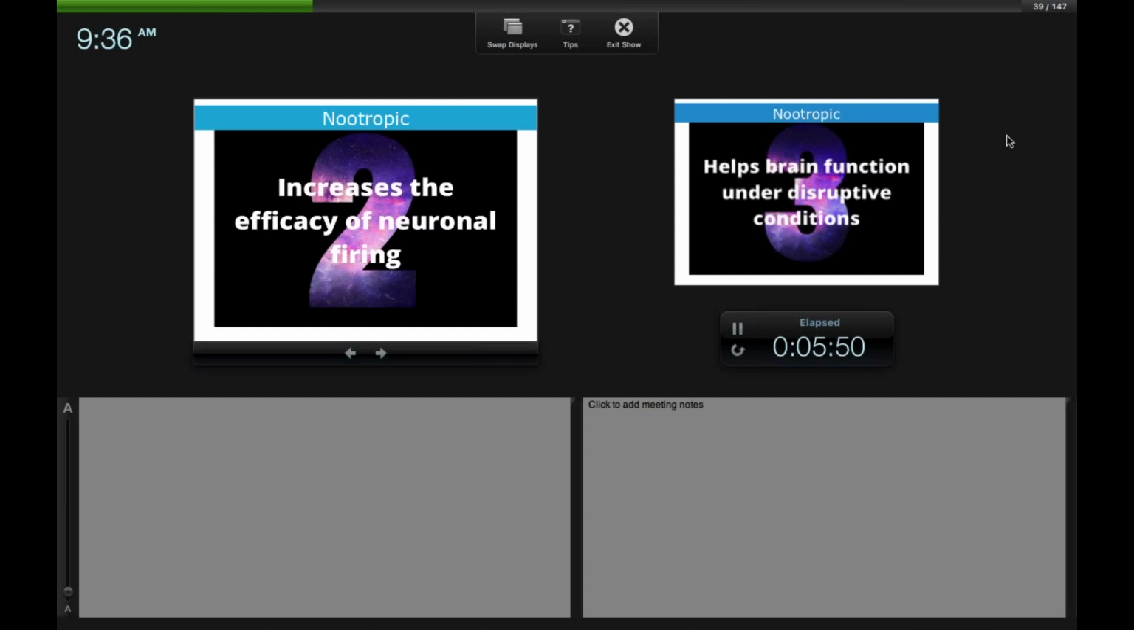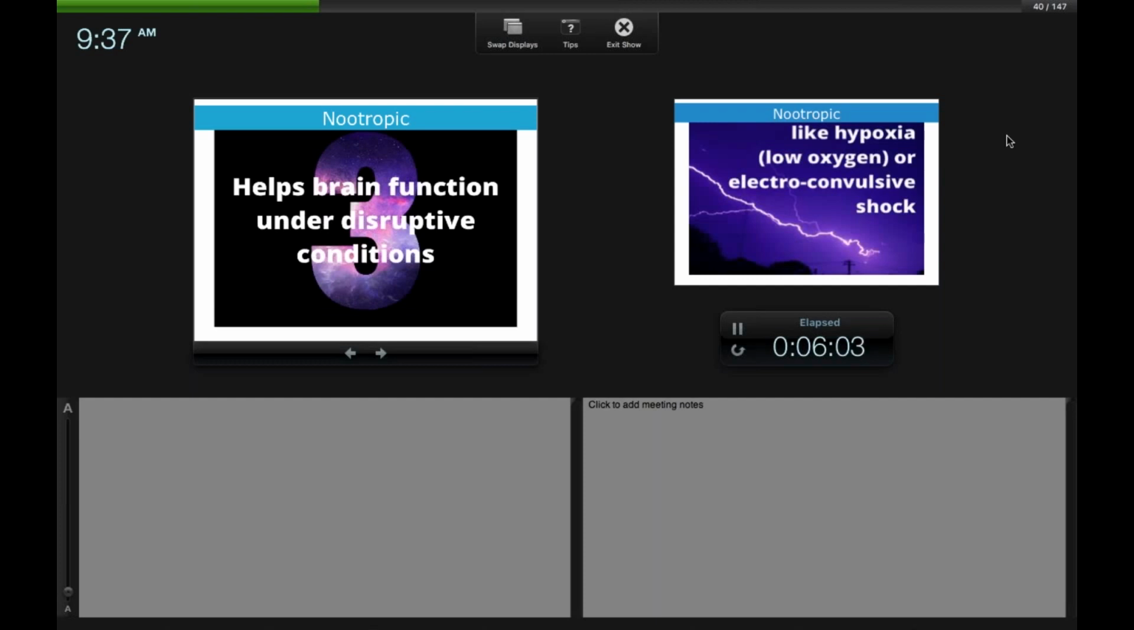That's where serotonin is fired. So nootropics have got to increase that neuronal firing. That's almost like getting your engine going. It's got to improve the increase of energy. It's got to help brain function under disruptive conditions. So what are disruptive conditions?